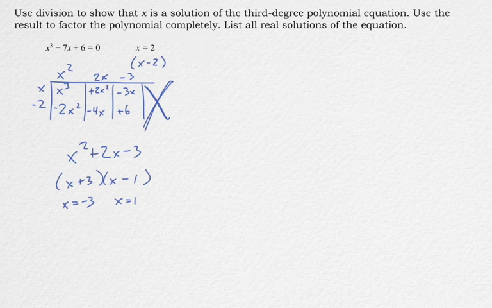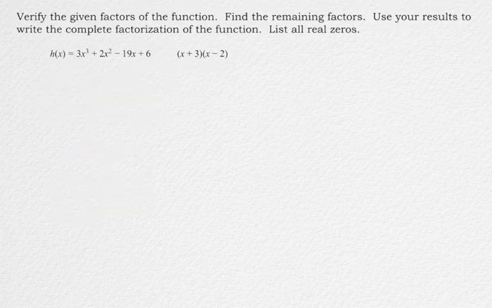It said it wanted me to factor the polynomial completely, so let's write out those factors all together just so it looks like it's all one polynomial. And then my solutions were just x equals 2, x equals -3, and x equals 1. Alright, the next problem is very similar.